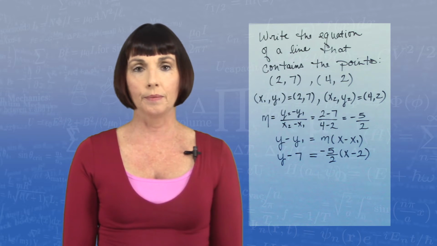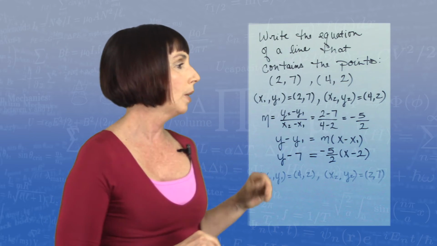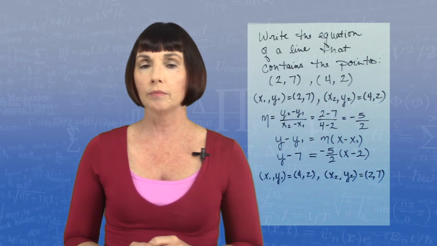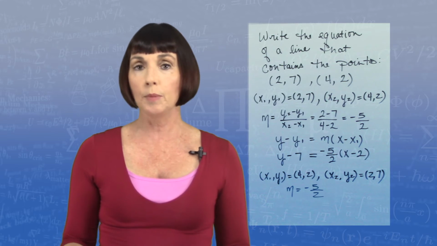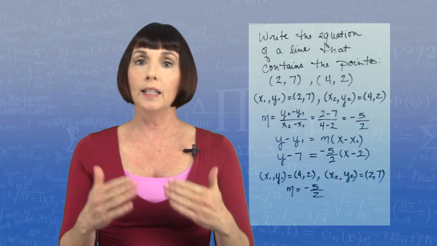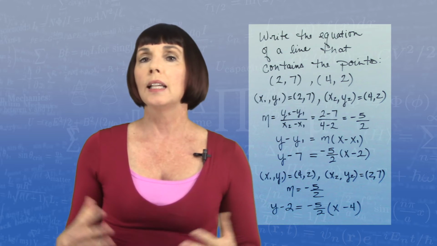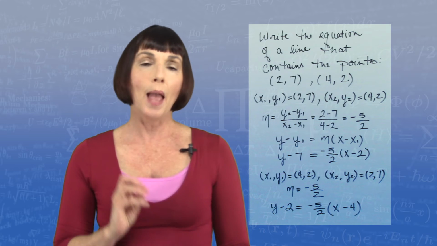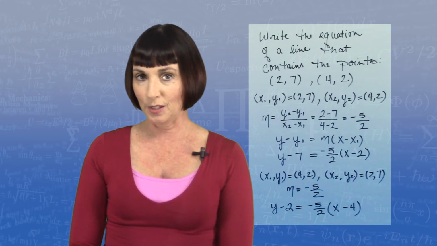Now there's our equation. Now suppose at the beginning of this I had said that (x1, y1) was (4, 2), and that (x2, y2) was (2, 7). Then what would my equation be? Now, the slope will be the same. If you don't believe me, watch our video on slopes. And so just plugging in now, I will get y minus 2 equals -5/2 times x minus 4. Okay? So depending on what I call (x1, y1) and (x2, y2), these will be my answers.